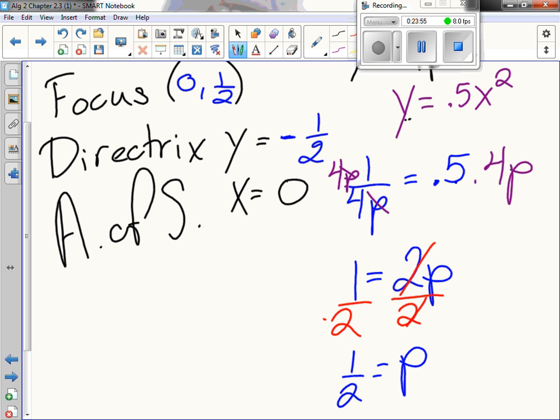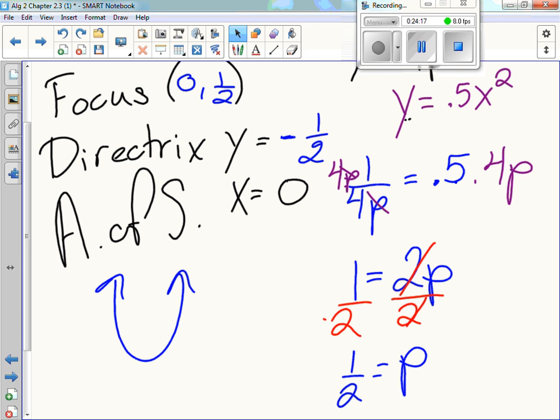Now, I had mentioned this on one of them. Because p is positive, this opens up. It's going to open up. So that kind of gives us a hint as to how to graph it, or which one of the graphs is going to work. So it should open up. And that's all we have for this one here.